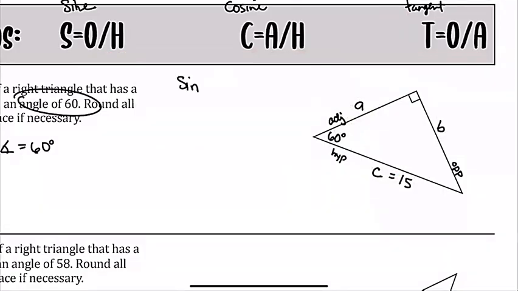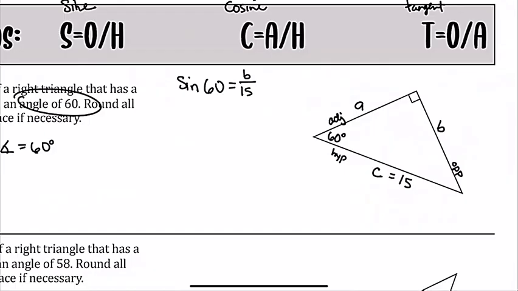I'm just going to pick sine because it's the first one there. So the sine of 60 equals the opposite side, which in our case is B, over the hypotenuse, which in our case is C, or 15. Now what I want to do is solve for B. Right now, I'm just going to use normal equation rules. I know this equation looks a little fancy, but you're just going to do normal equation rules.